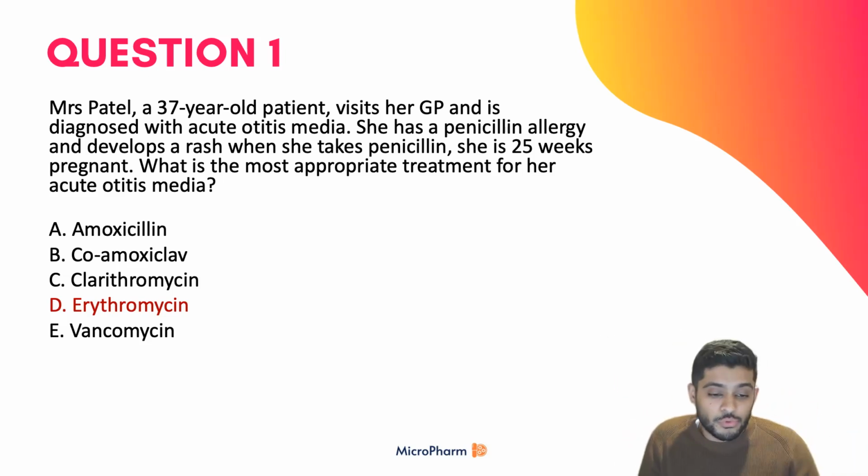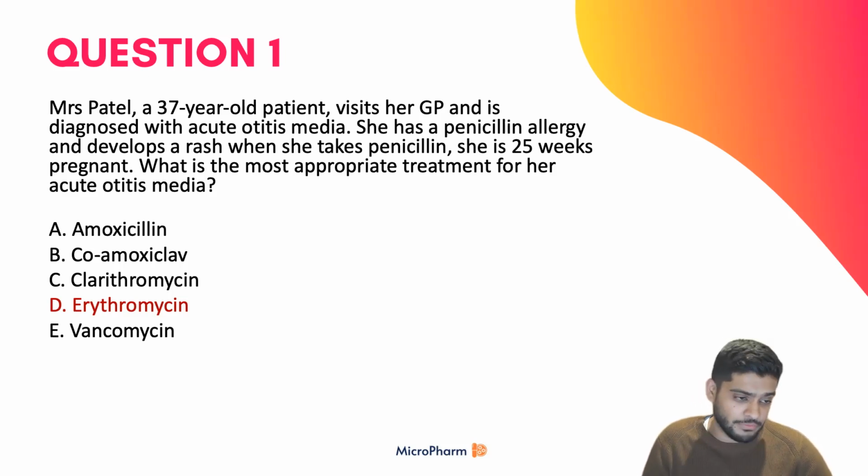Now, the first 2 are ruled out because of the penicillin allergy. Would we give vancomycin? Why would we? What would we normally use vancomycin for? Yeah, used for a variety of different things. So vancomycin can be used for infective endocarditis. In some cases, can be used for sepsis. It can be used orally for C. difficile. It's the first line for that. Absolutely. There's no indication for it being used for acute otitis media.